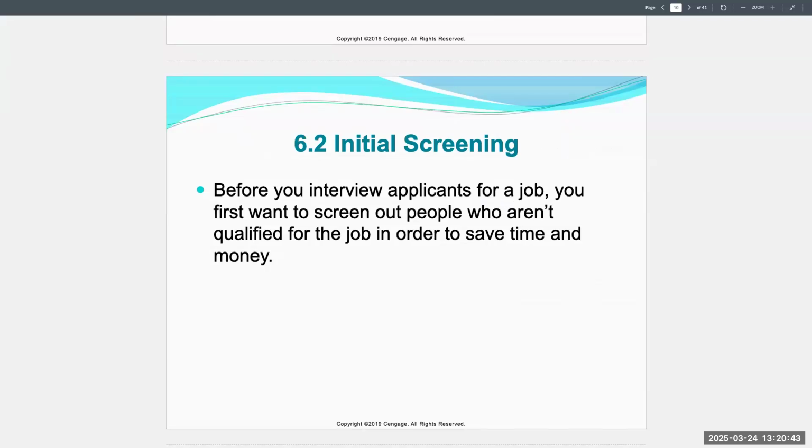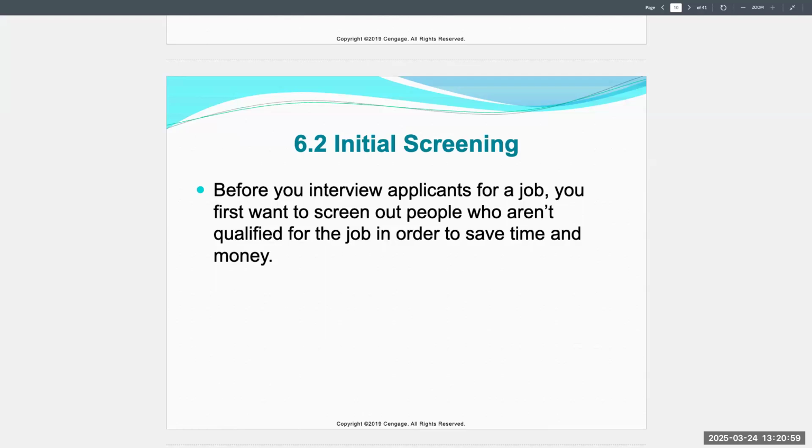Initial screening is a critical gatekeeping mechanism in the selection process. In this stage, we're not yet looking for a perfect candidate, we're trying to quickly and efficiently filter out those clearly that do not meet the criteria or the basic qualifications.